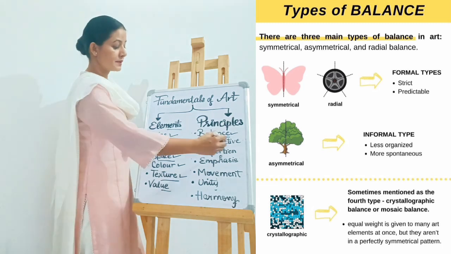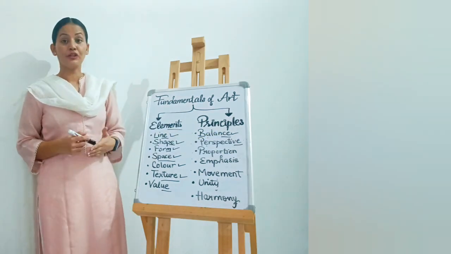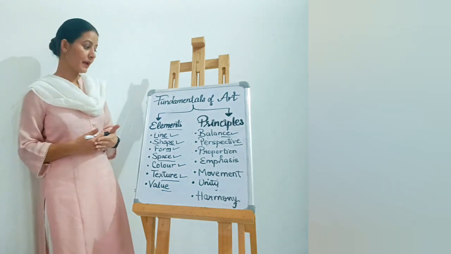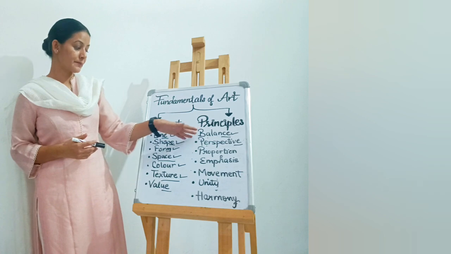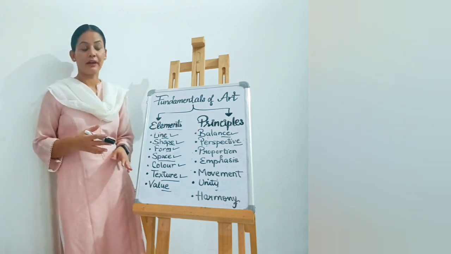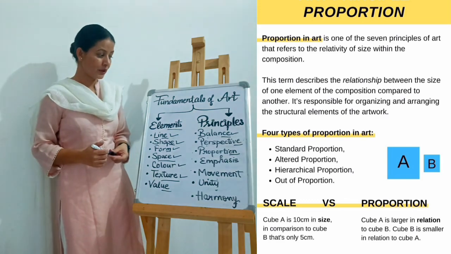Then there is perspective. We can use perspective in our landscapes. We can use 1-point perspective, 2-point perspective, and there are two main categories of perspective. These are aerial perspective and linear perspective. Then there is proportion, that is another important principle of art.